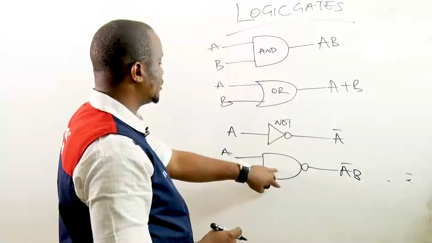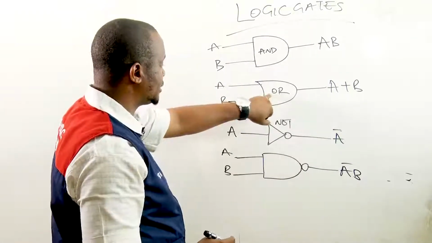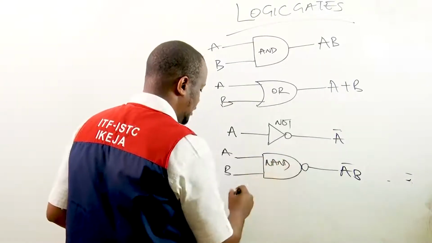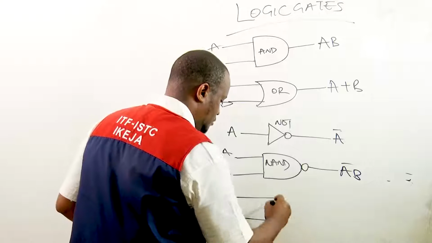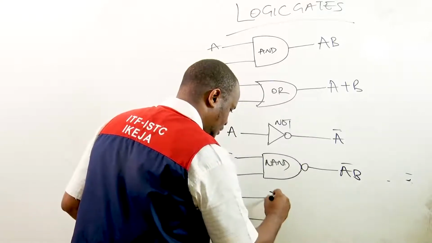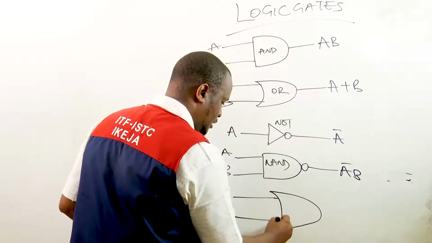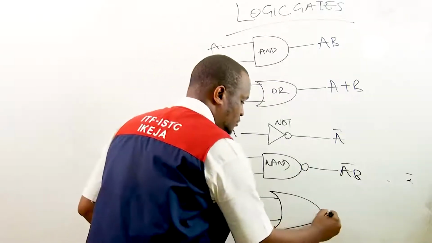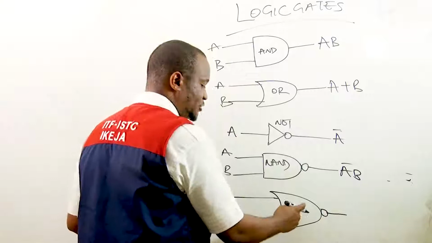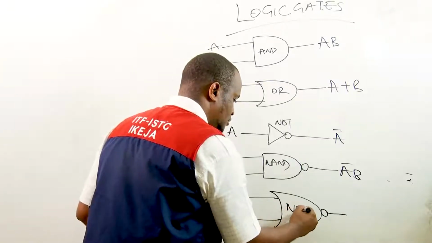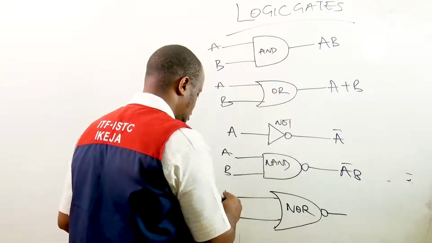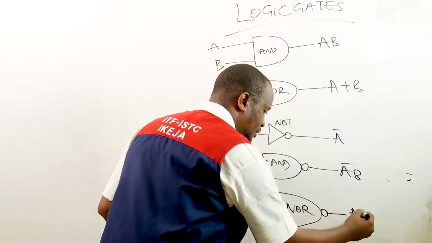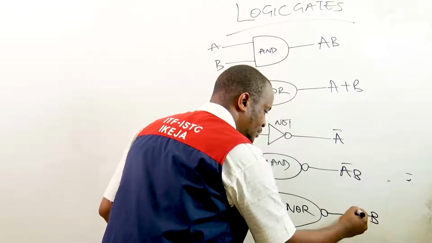Now from here, we can also have the NOR gate. So this is the NAND, and then the NOR. We have the arc, okay? And then we have it this way. And remember, we have a NOT. And this NOT is showing that it's an inversion. So this is the NOR, A, B, and then we have A OR B, bar.